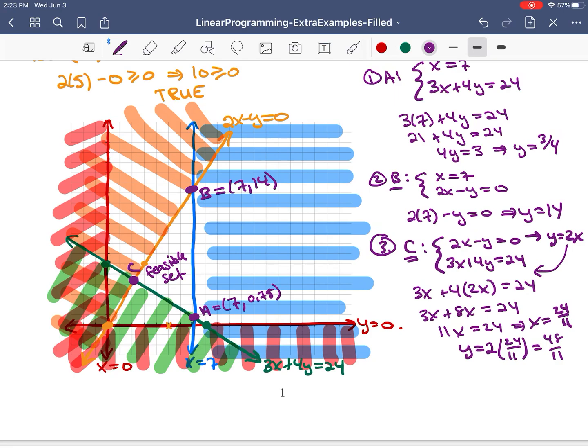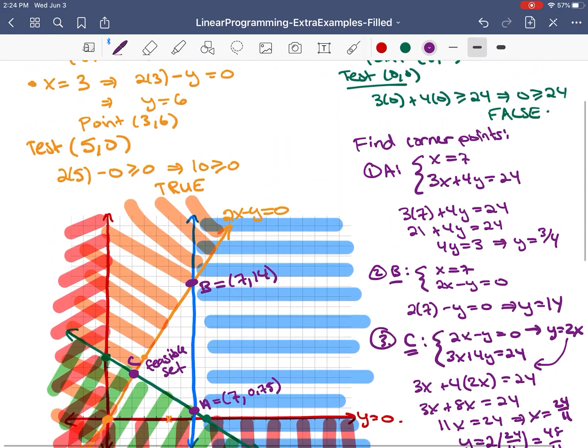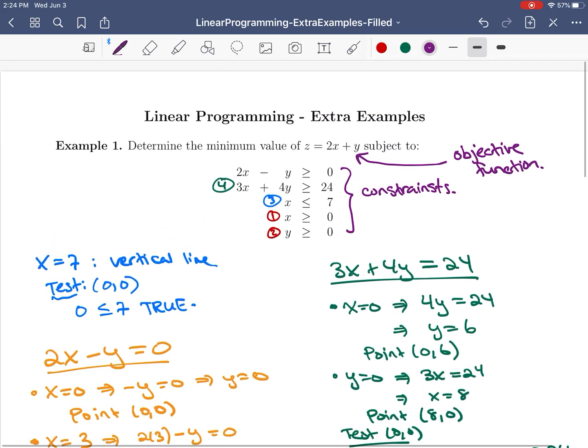Now if we compute these, x is 2.182 and y is 4.364 approximately. So those are our coordinates for C. I didn't really leave myself enough room here.